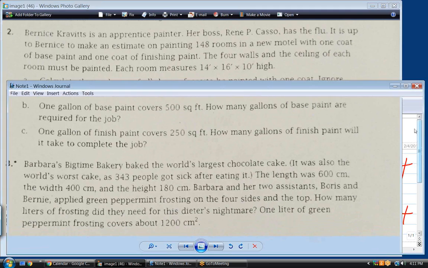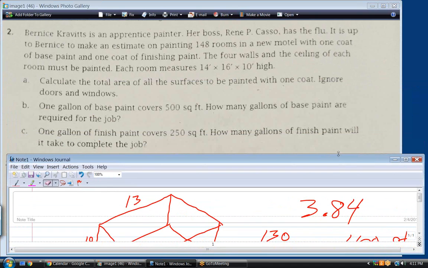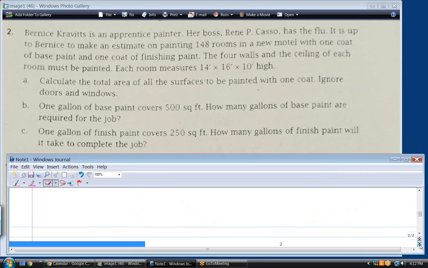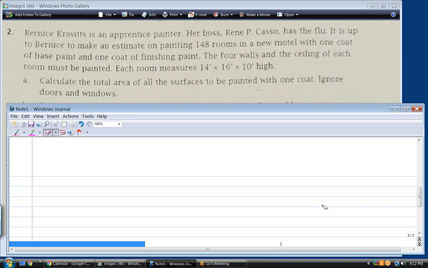Okay. All right. Ooh. Don't tell me this is a work problem. I haven't come across a work problem in a long time. Let's see.